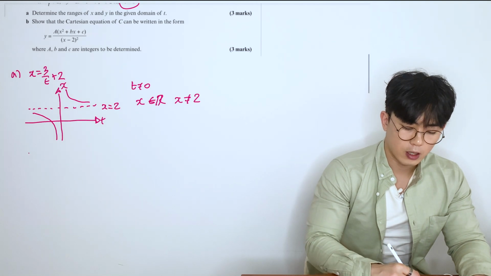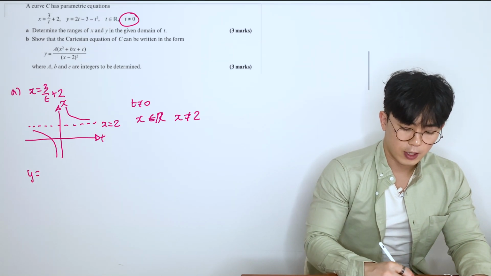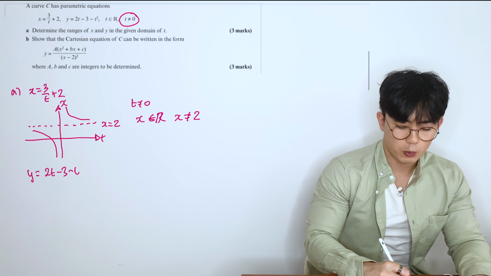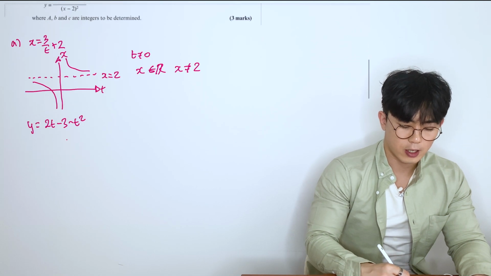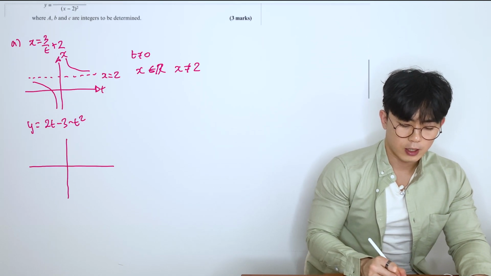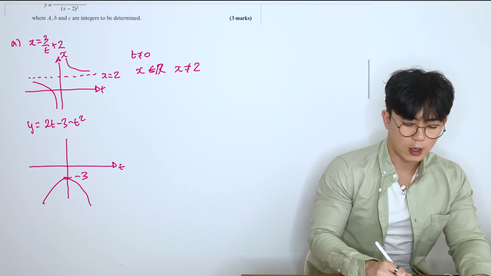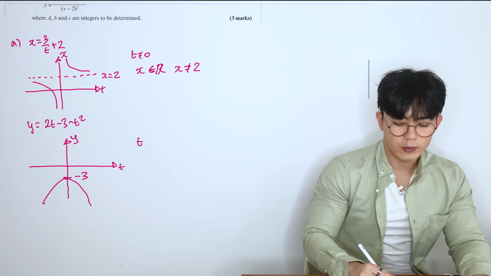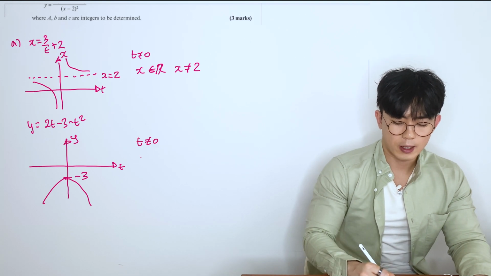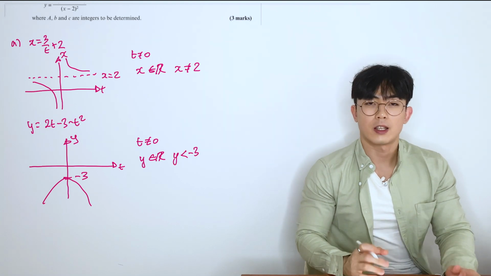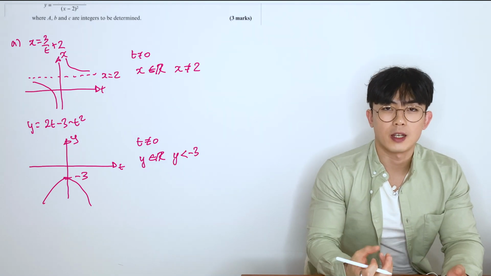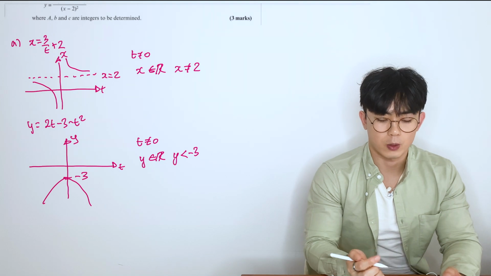So y is 2t minus 3 minus t squared, which we will try and sketch just to visualize it again. It's like a negative quadratic graph. So here is going to be negative 3. This will be t, this will be y. And for the domain of t not equal to 0, then y can be all real numbers less than negative 3. So this is the range of the parametric y, which in turn becomes the range of the Cartesian equation.